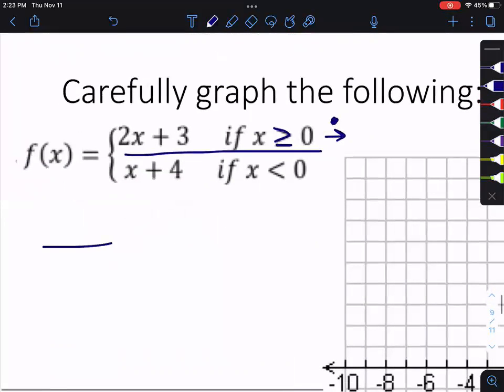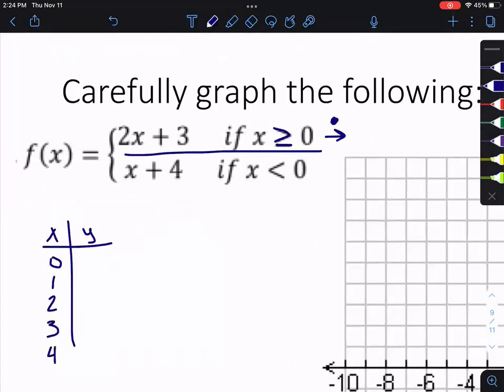So I'm going to make myself an XY table. I'm going to start at 0. And since my arrow has to head to the right, so I'm going to have 1, 2, 3. Let's go ahead and do 4.